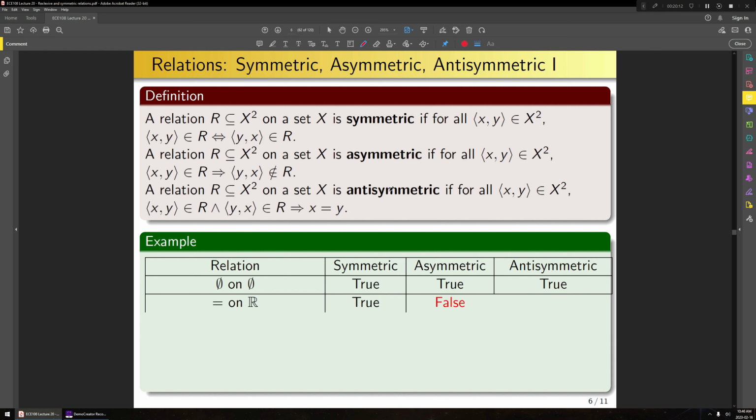Now, for anti-symmetry, you need to ask, hey, if x is equal to y and y is equal to x, does it follow that x is equal to y? Well, yeah, right? Pretty trivially true there.